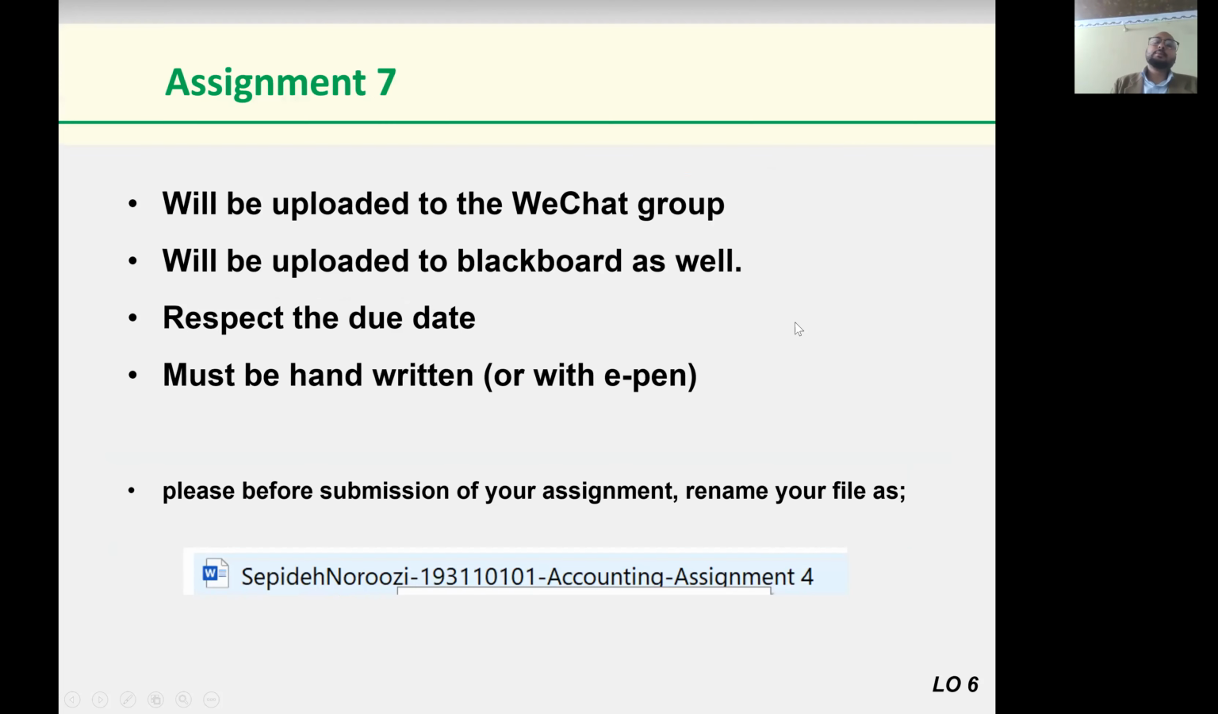Good. So that's all for our treatment of plant assets, natural resources, and intangible assets. I would be uploading assignment 7, and remember, it will be submitted before the class, and please make sure all the instructions are followed. It must be handwritten only, with the exception of using ePen.